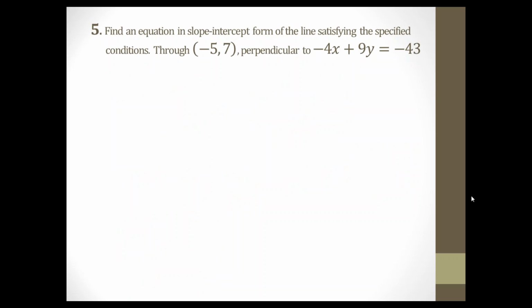Question number 5. Another from the graphing chapters. So find an equation in slope-intercept form of the line satisfying the specified conditions. So this line needs to go through the point negative 5, 7, and it needs to be perpendicular to this equation.